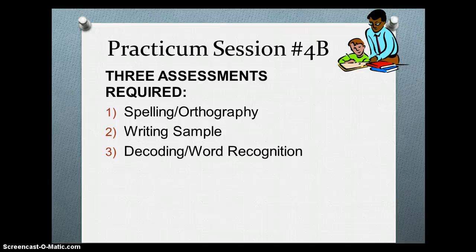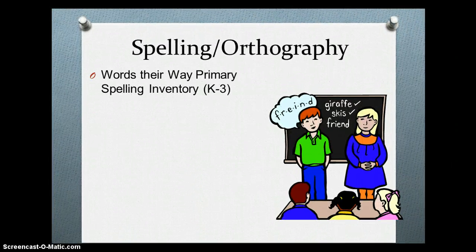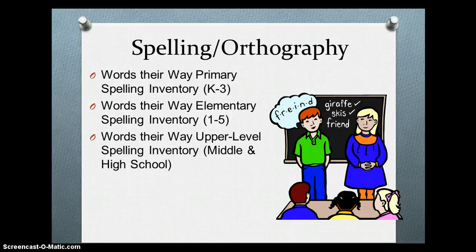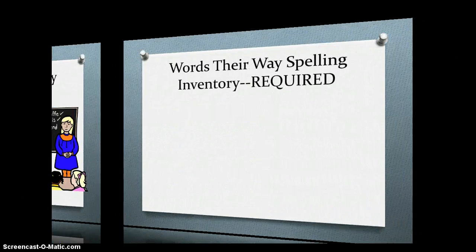You could potentially give them the core phonics, but only give the multisyllabic piece, or you could go back to week 6 where I have some structural analysis inventories. You could maybe assess their morphology skills and how they're able to look for patterns in words depending on what your student needs. So within spelling and orthography, you do need to give the Words Their Way. Please give the appropriate level based on the student's grade level. Back in week 7 will be all of the materials and a review if you need that.